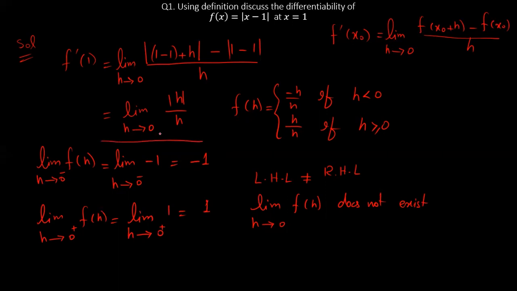We are not left with some constant value or some function of x. So by doing all this procedure, we can say that f dash of 1 does not exist.